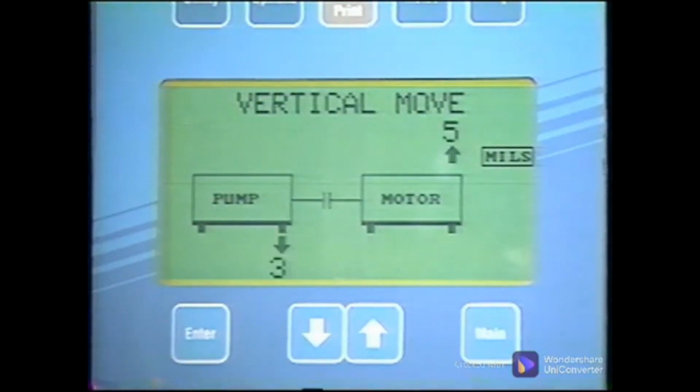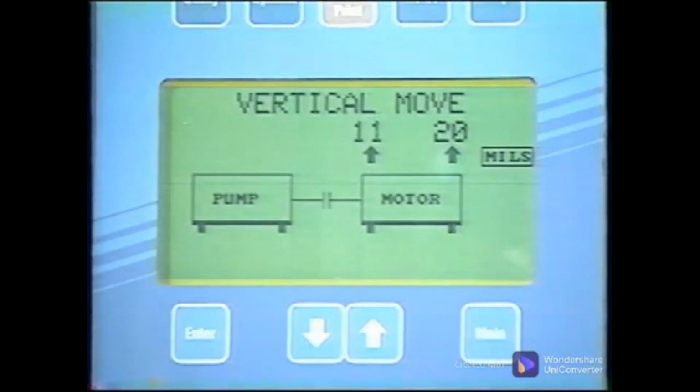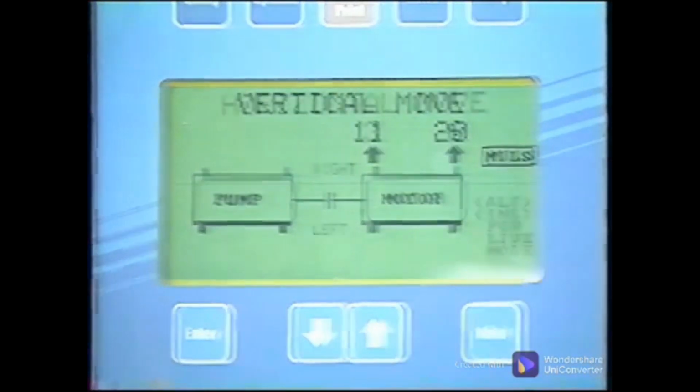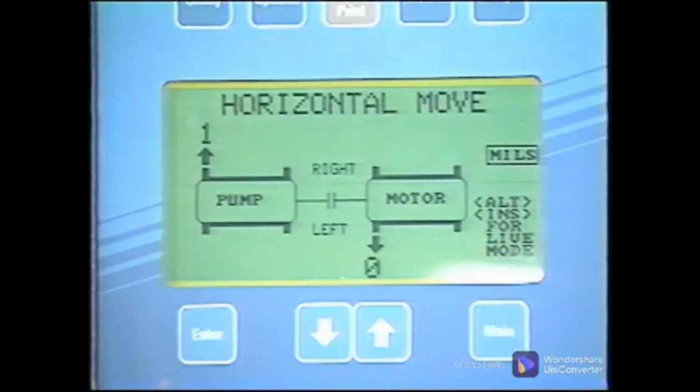The analyzer calculates 6 potential solutions that will correct the misalignment. Toggle through them and select the one that will be the simplest to perform. And if the machine is not within tolerances, add or remove shims to make the required adjustments. The horizontal moves can be displayed in the same way as the vertical moves. Toggle through them and select the one that will be simplest to perform.